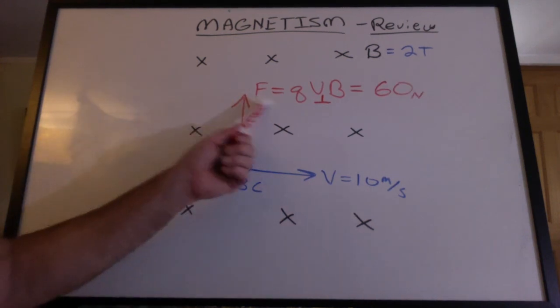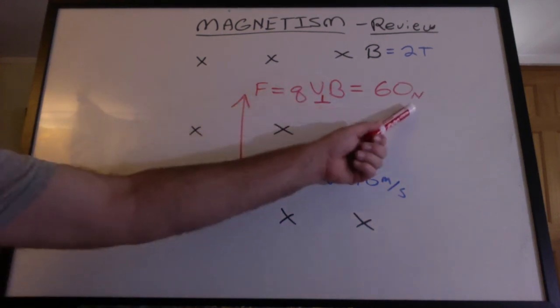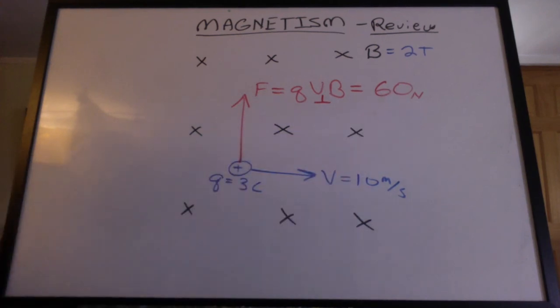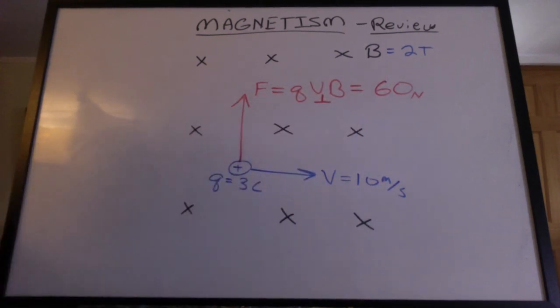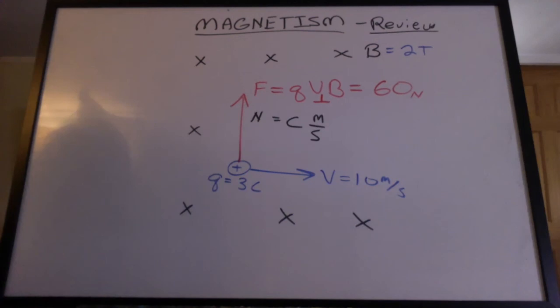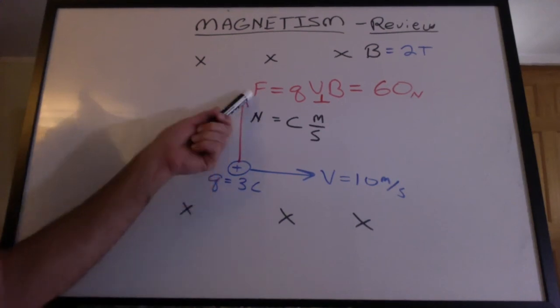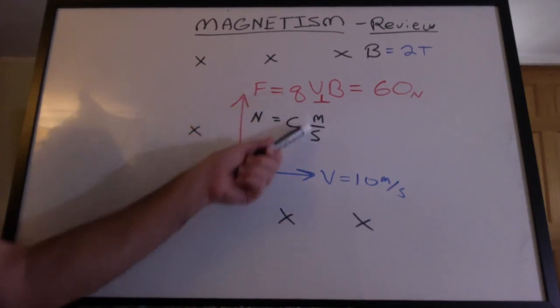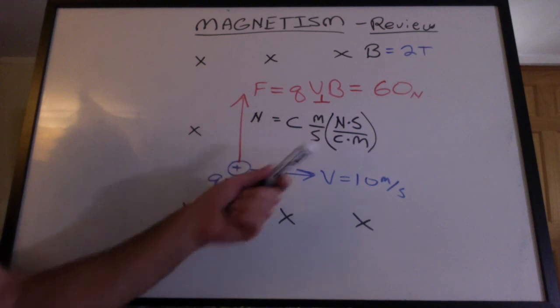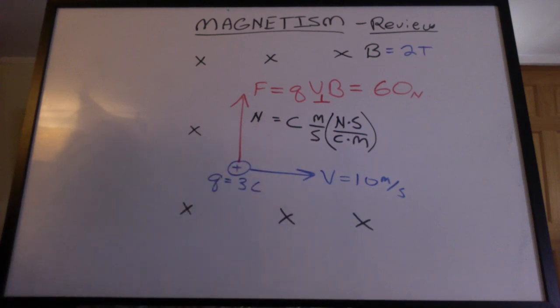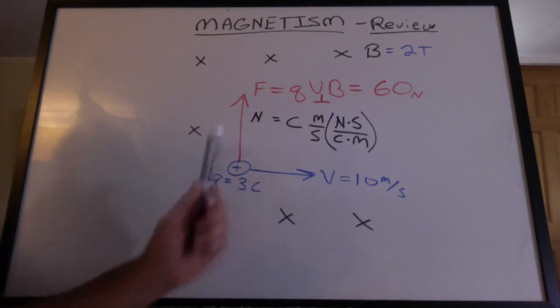Because this is force, these units all have to work out to be newtons. And we get 60 newtons. Obviously, a Tesla is a derived unit from other fundamental units. So if we have newtons for force, coulombs for charge, and meters per second for velocity, the magnetic field would have to be newton seconds over coulombs times meters. It's a lot easier to just call it a Tesla.